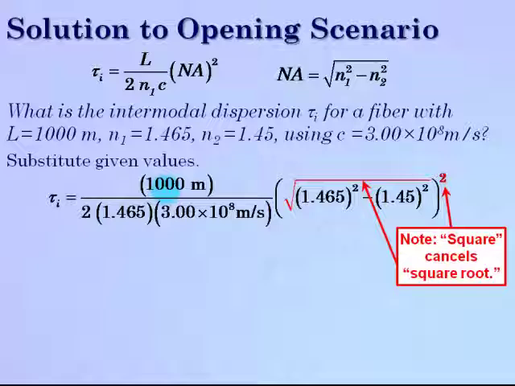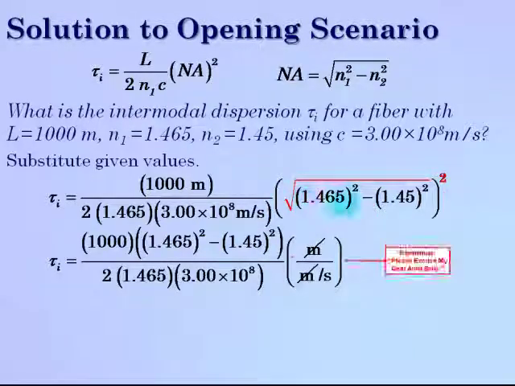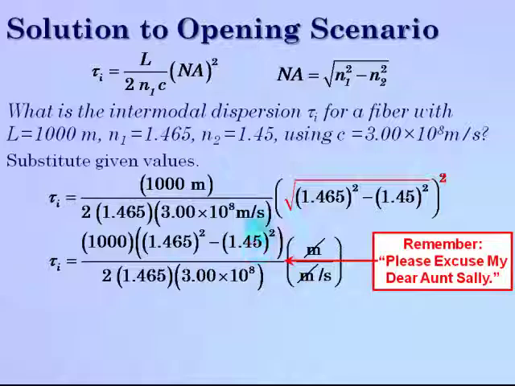We have T is equal to 1,000 divided by 2 divided by 1.465 divided by 3 times 10 to the 8th meters per second, all multiplied by this expression for NA squared. Notice that the squares are going to cancel the square root for us. That's going to be very nice because now we can just simply take that expression and stick it into the numerator without having to do the root anymore.